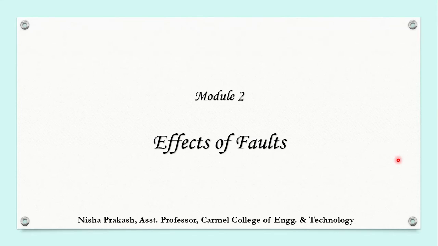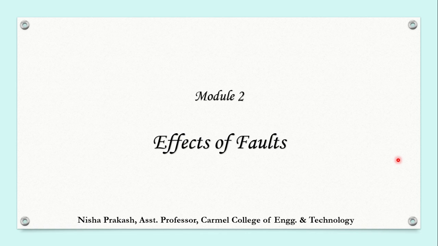Effects of faults. So we know that there are different faults occurring in power system networks. We have seen their classification and we know the characteristics of these faults also. So now we have to see what are the different effects of these faults on our power system network. We have already studied the severity as well as relative frequency of occurrence of these faults.